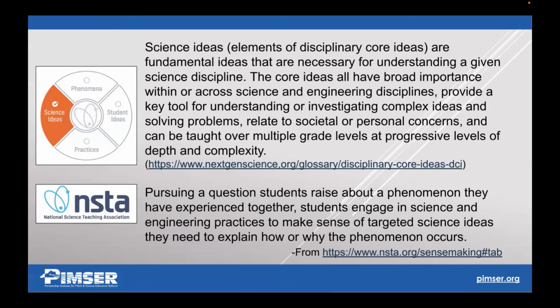And understanding the science ideas helps me think of a phenomenon. It helps me determine what science and engineering practices to help students leverage and to develop their understanding and use of through this unit of study, as well as how to leverage their thinking, what they know, and tap into that social nature of learning by sharing ideas and growing ideas together.